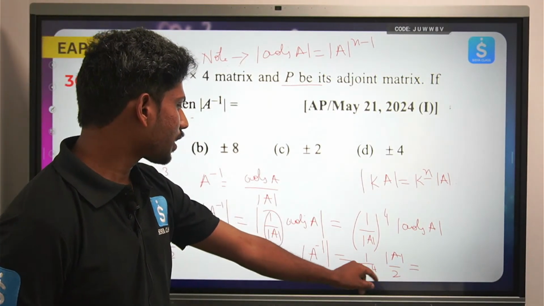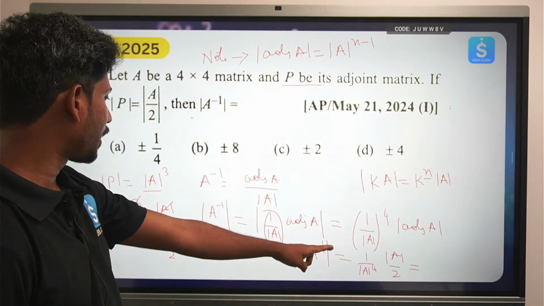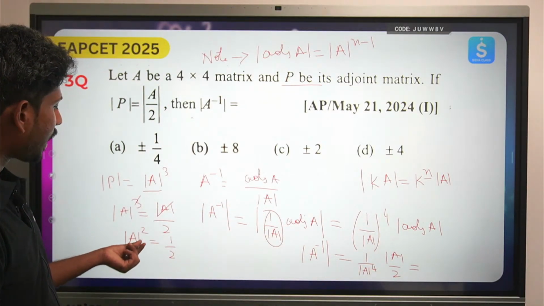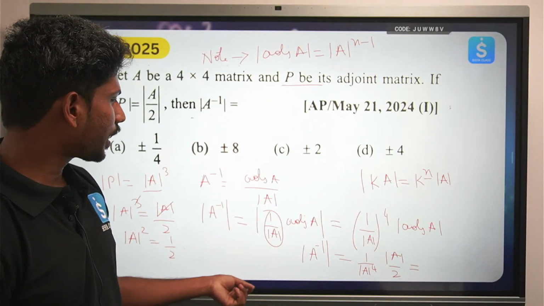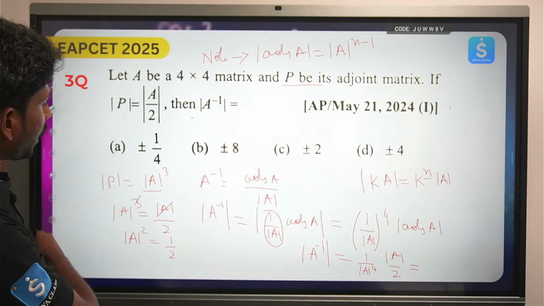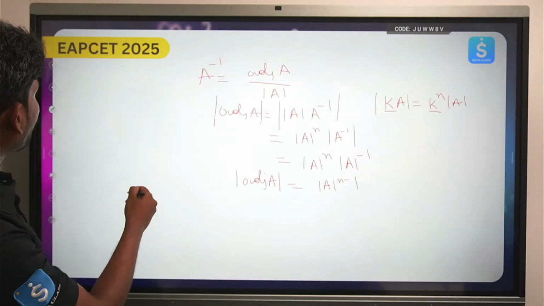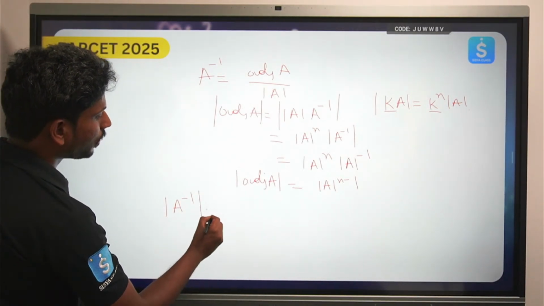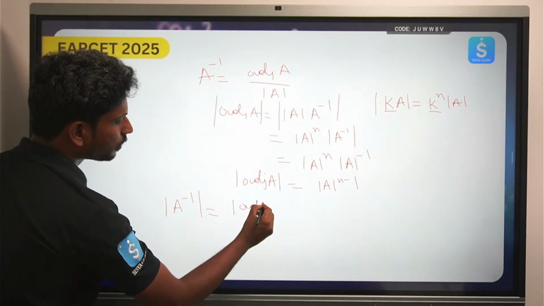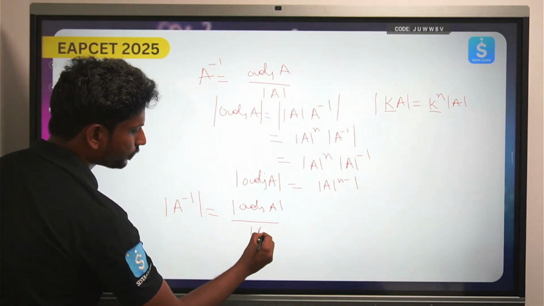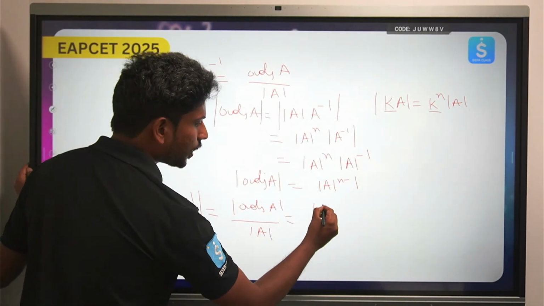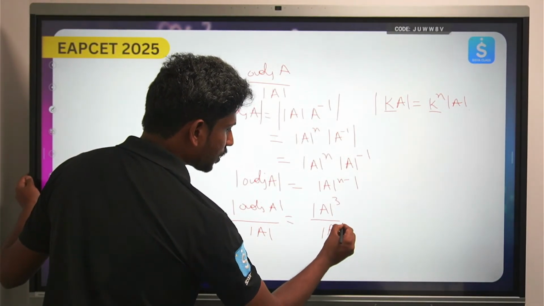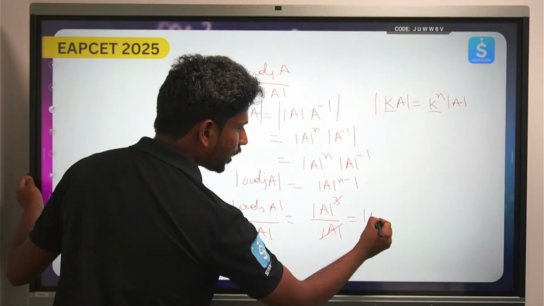So from here, if I try to see det of adjoint A, finally I got det A square to be 1 by 2. Okay. So from here, what does he want? Det of A inverse. Det of A inverse is nothing but det of adjoint A by det A, right? So det of adjoint A is nothing but det A to the power n minus 1, that will be det A cube by det A. So this A, let's cancel, we have finally det A square.